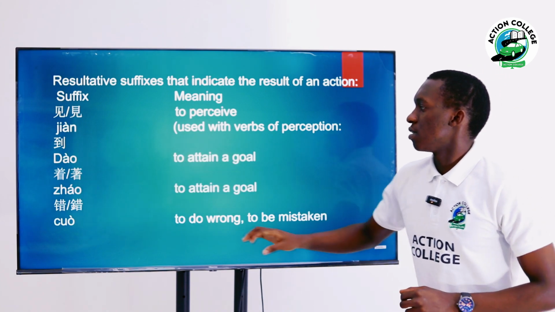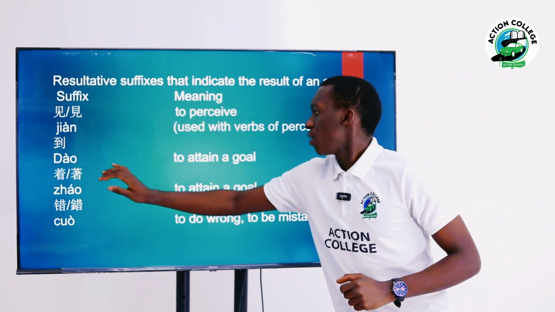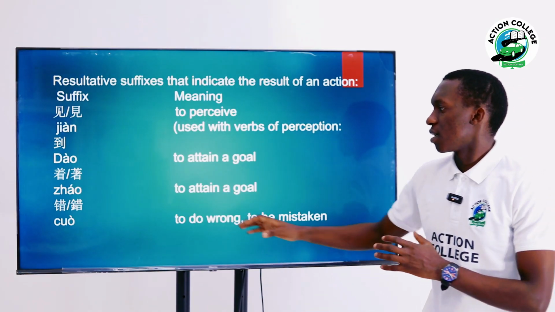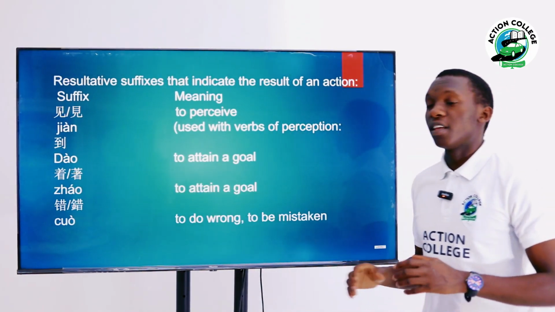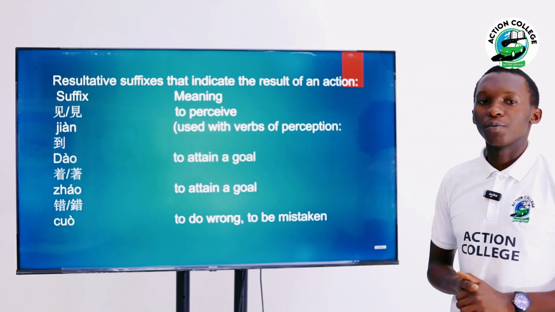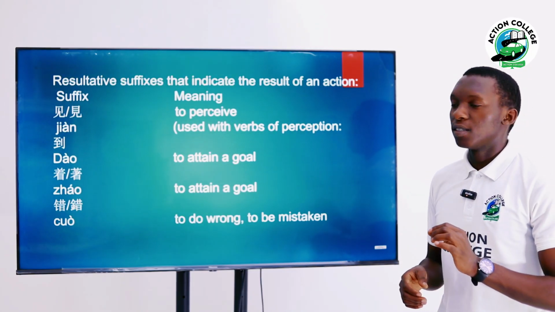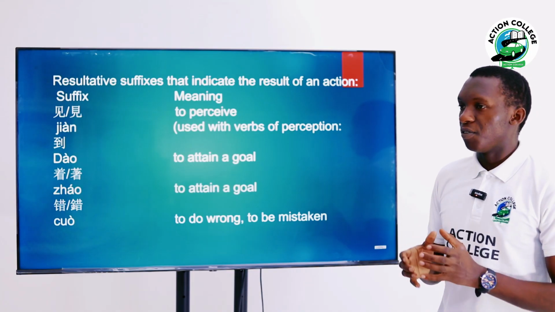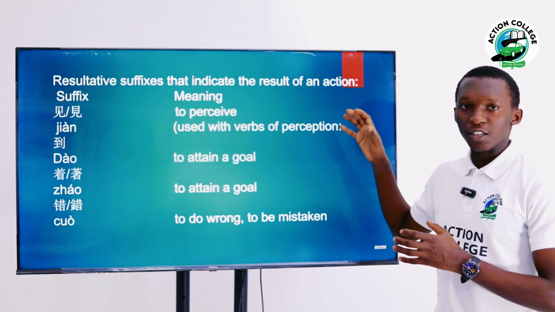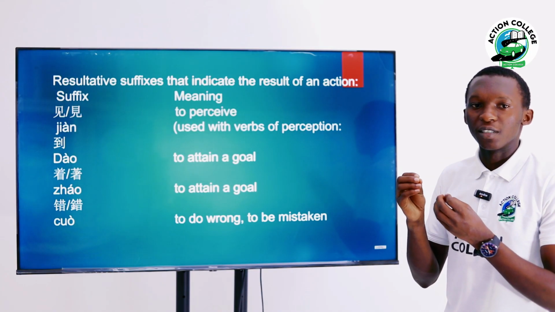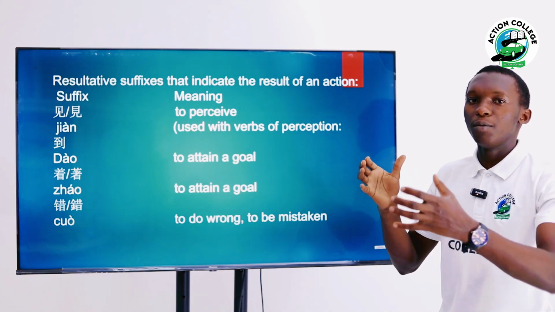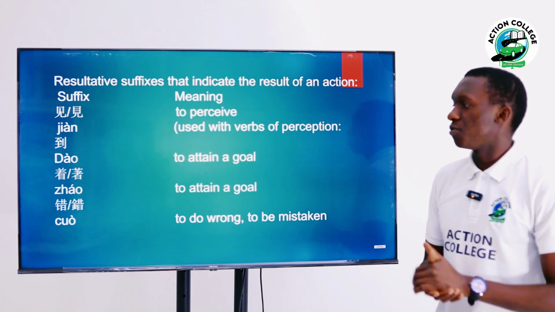So, the next is dao, to attain a goal, which is like zhao, to attain a goal. They are the same. They are used interchangeably. If you don't use dao, you may use zhao. Please remember that these suffixes are indicating the result of an action. They are not enough by themselves as stative verbs, so we add them on stative verbs to make a resultative verb.